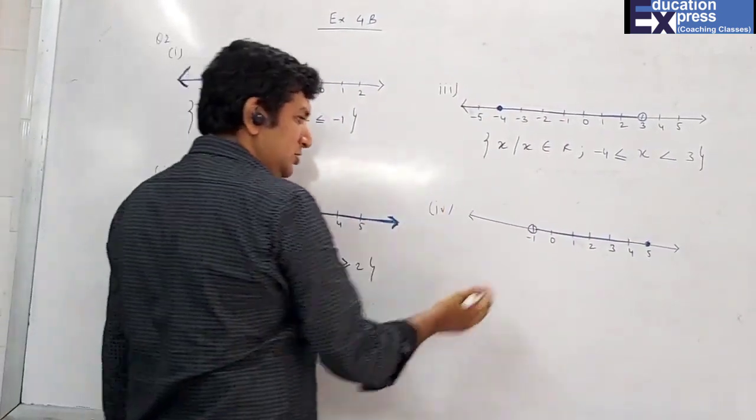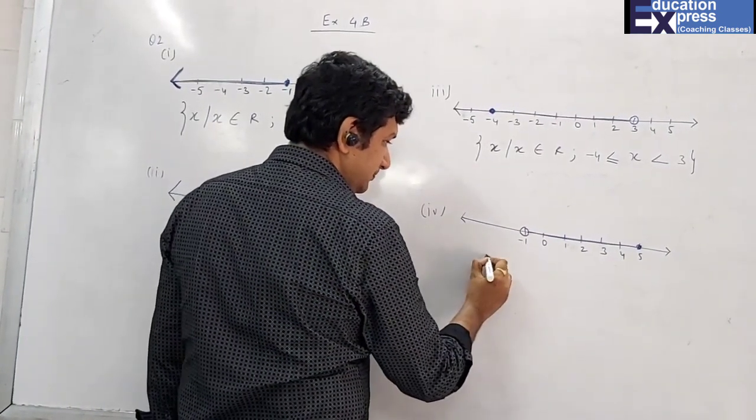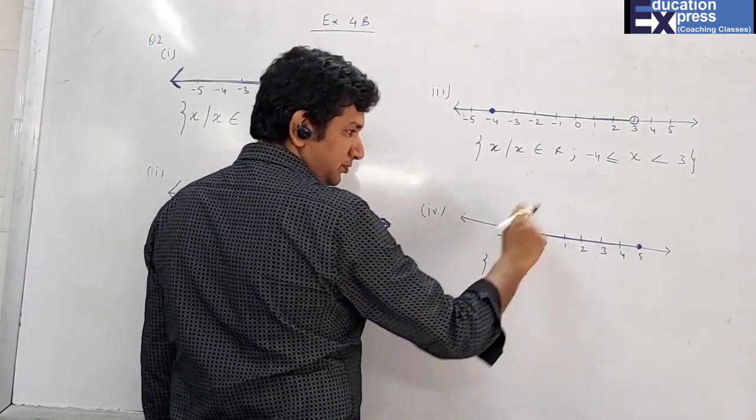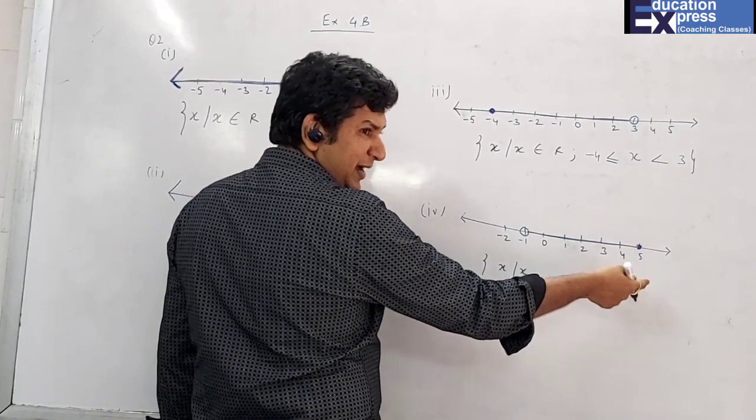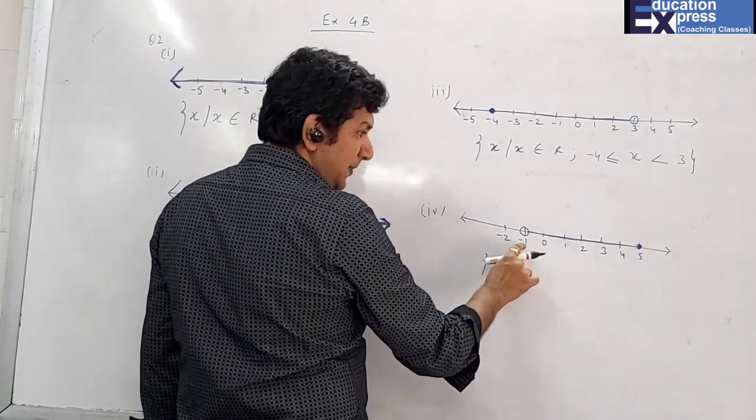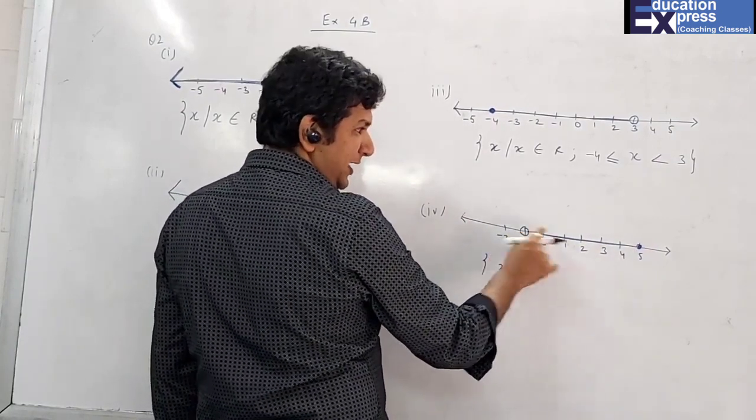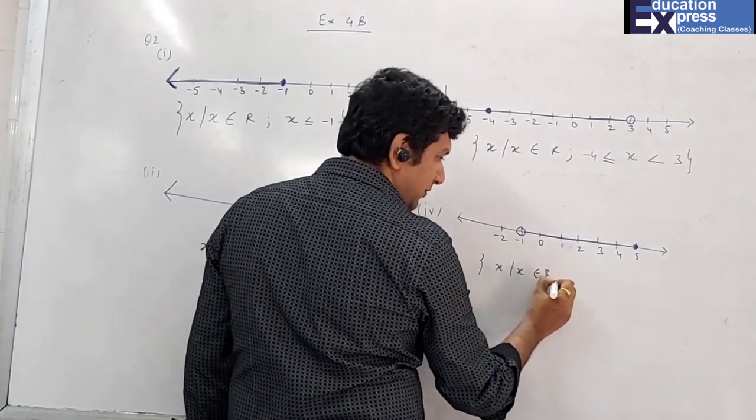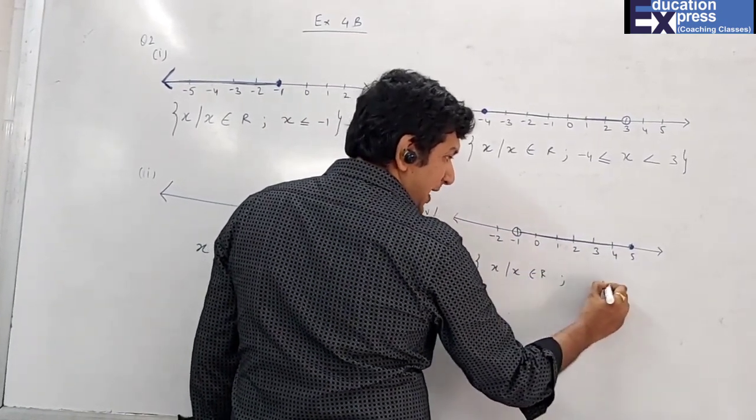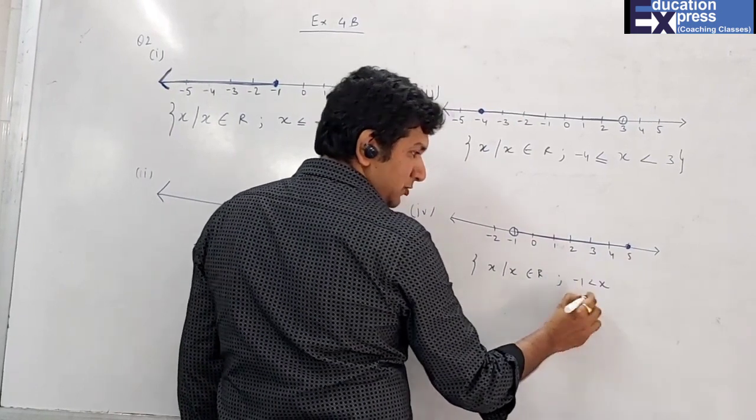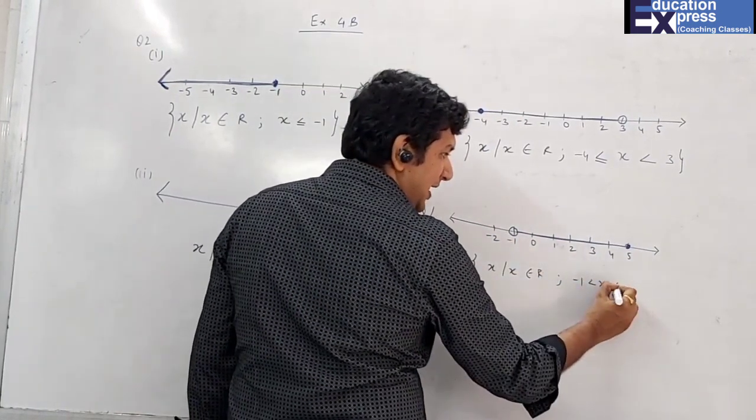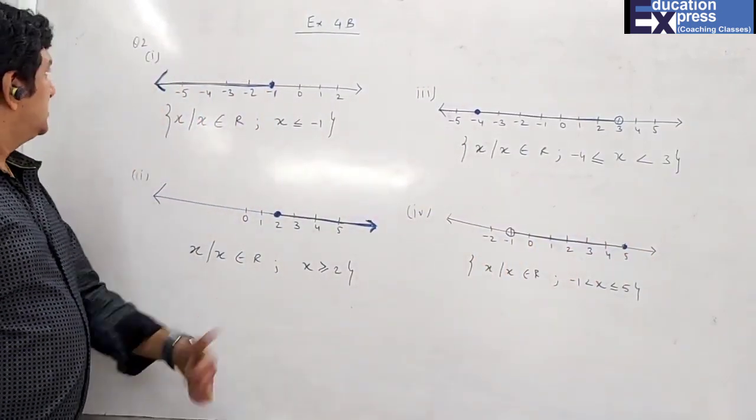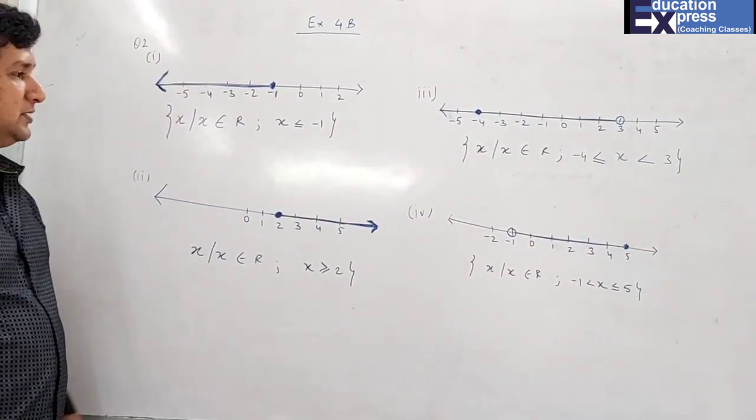Now here it's your turn, students. Again, we have a limit, left hand side also and right hand side also. So here minus 1 is not included, no equal to sign, 5 is included, equal to sign. So x such that x belongs to real numbers, x is more than minus 1, no equal to sign because of the hollow circle, and less than equal to 5. So this is your question number 2, students, done.